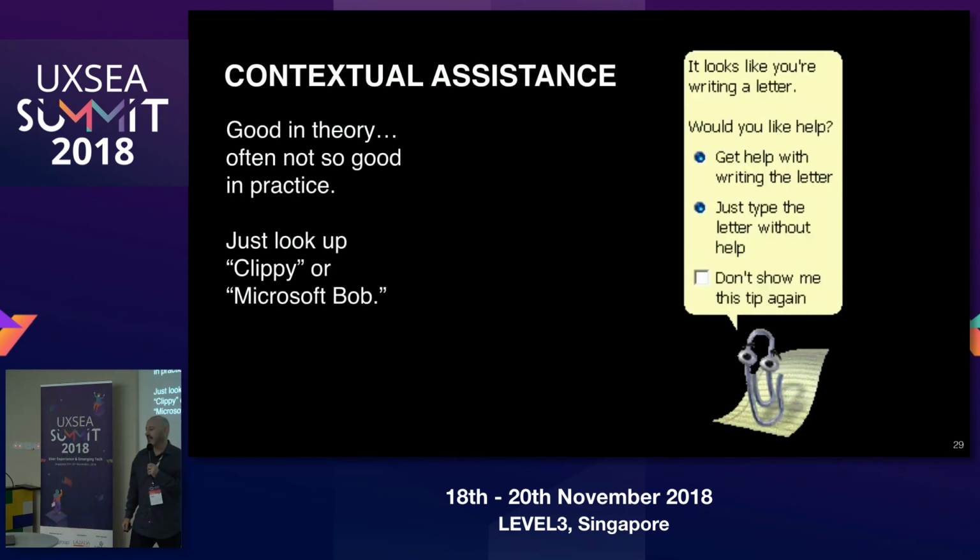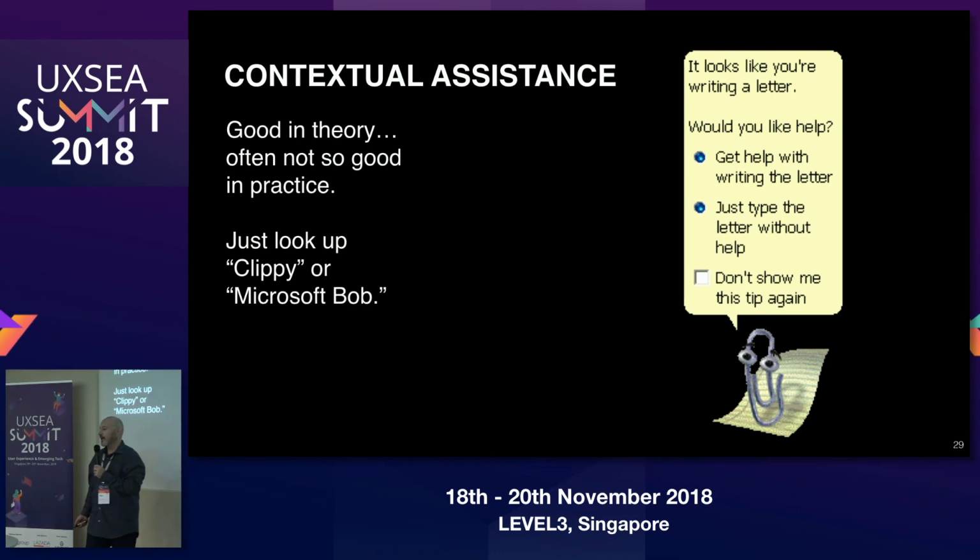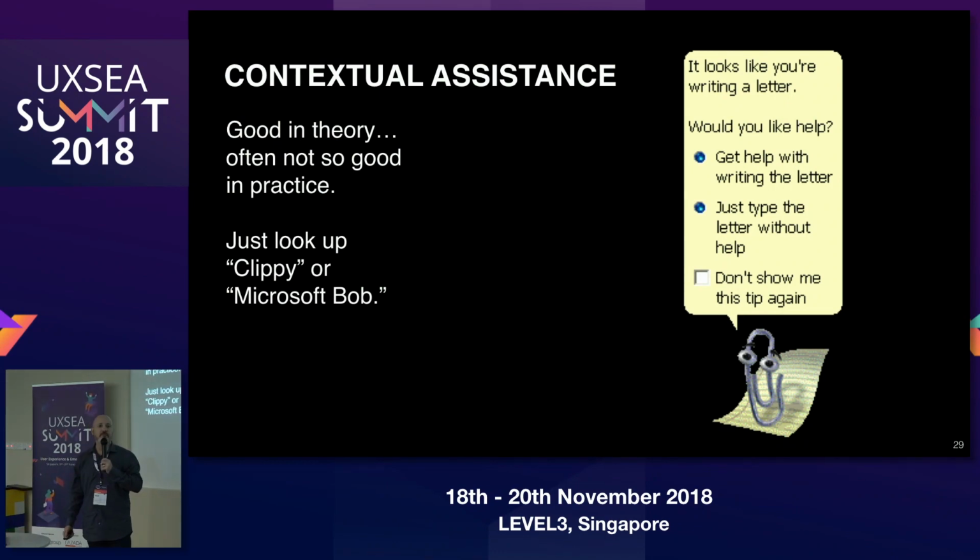Contextual assistance. So it's good in theory, but oftentimes it's not so good in practice. And this actually relates to some uses of artificial intelligence, which is they're trying to predict what you're doing and why and helping you. And for those of you who are a little bit older like me, you might remember getting this in a very old version of Microsoft Word, where if you wrote, "Dear so-and-so," oh, it looks like you're writing a letter. Can I help? No, get the hell out of my way. I'm writing a letter now.